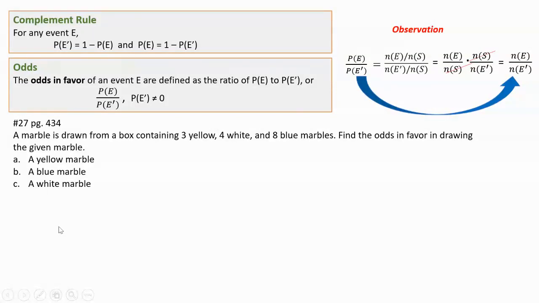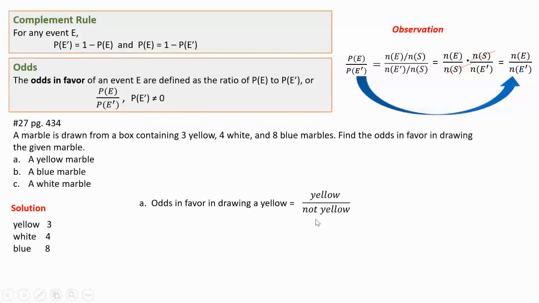Now it says here, a marble is drawn from a box containing 3 yellow, 4 white, and 8 blue. Find the odds in favor of drawing the given marble. Let's do part A. Solution. We have 3 yellow, 4 white, and 8 blue. So the odds in favor of drawing a yellow is yellow over not yellow. That's what the N of E over the number of not E, or the complement of E, means.